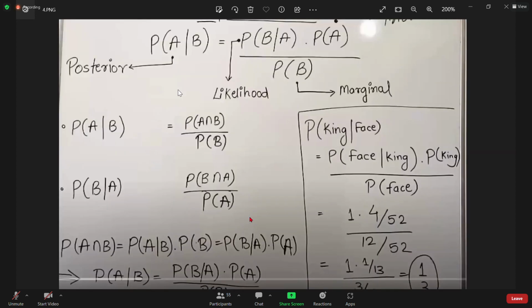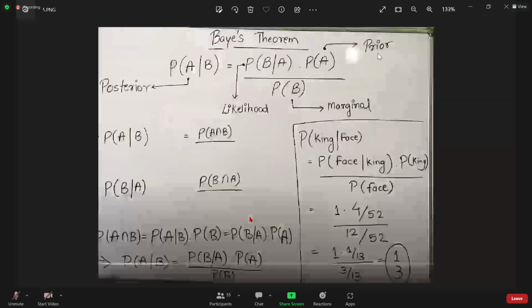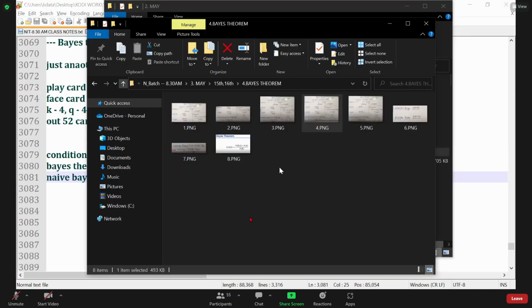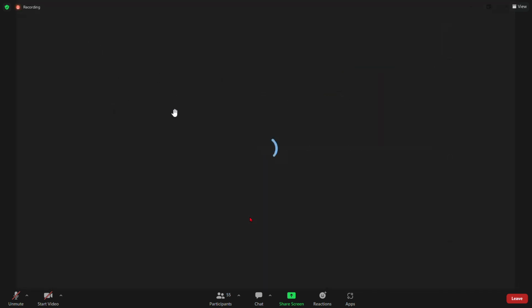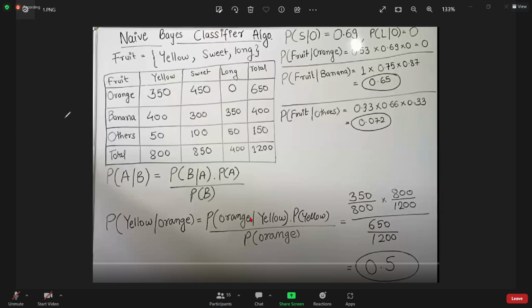So this part is the posterior probability. This part is the likelihood. This part is the prior probability. This part is the marginal. And we talked about one generic example to understand this. The next one is the Bayes algorithm. A small data set is given, and in the data set you need to find which is the fruit, checking all the conditions. So I need to compare fruit with orange versus fruit with banana versus fruit with others or mixed fruit. So how to compare fruit with orange?